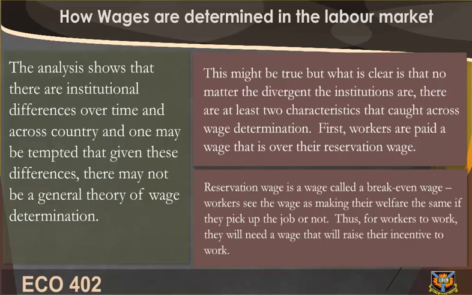The analysis shows that there are institutional differences over time and across countries, and one may be tempted to conclude that, given these differences, there may not be a general theory of wage determination. This might be true, but what is clear is that no matter how divergent the institutions are, there are at least two characteristics that cut across wage determination. First, workers are paid a wage that is over their reservation wage. Reservation wage is called a break-even wage. Workers see the wage as making their welfare the same whether they pick up the job or not. Thus, for workers to work, they will need a wage that will raise their incentive to work.